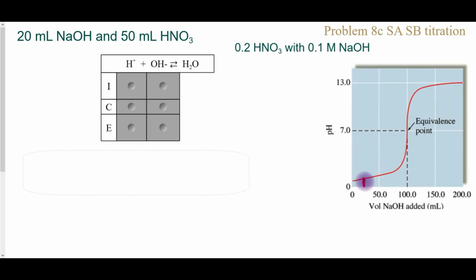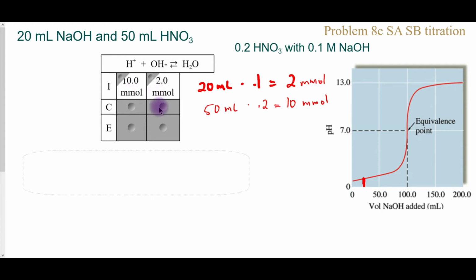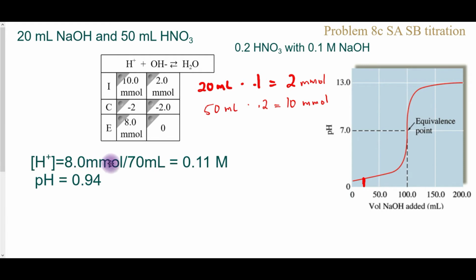In this problem, 20 milliliters of sodium hydroxide has been added. Again, we're starting with 10 millimoles of hydrogen. Putting those in, always subtracting the smaller value, we are left with 8 millimoles of hydrogen ions and no hydroxide. Once again, we take our 8 millimoles, divide it by the total, which is now 70, because we have added 20 and 50 together, gives us a molarity of 0.11. Taking the negative log, the pH is 0.94.